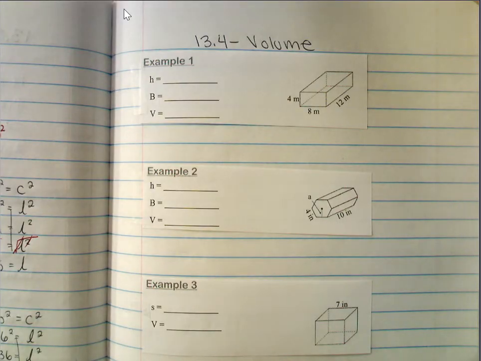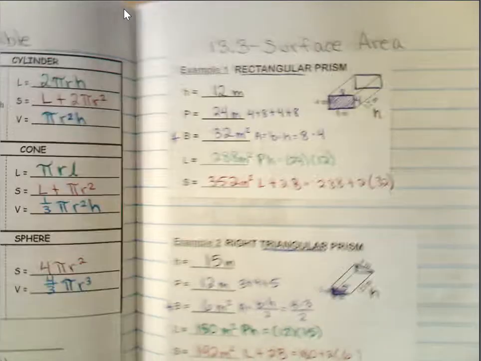Alright, this is the last section for Unit 13. This is 13.4. It's on volume. So in this video, we're going to be looking at volume for prisms, cubes, and cylinders. First, I'm going to start with two prisms. The formulas for volume, I gave them to you on your formula sheet.